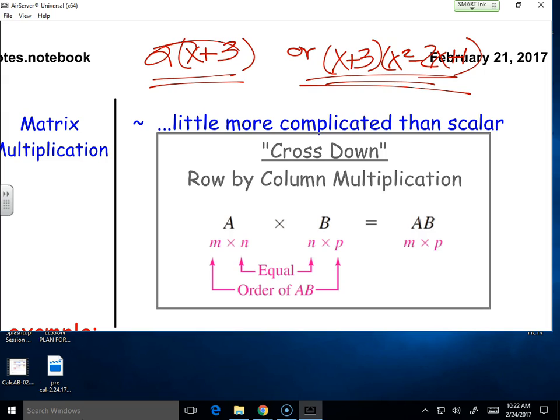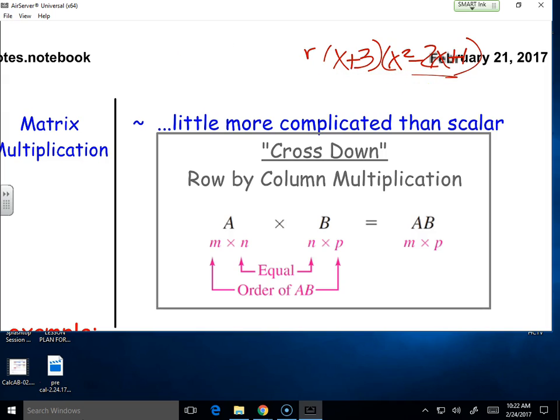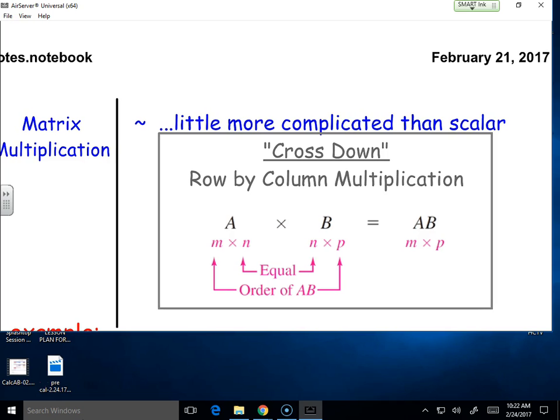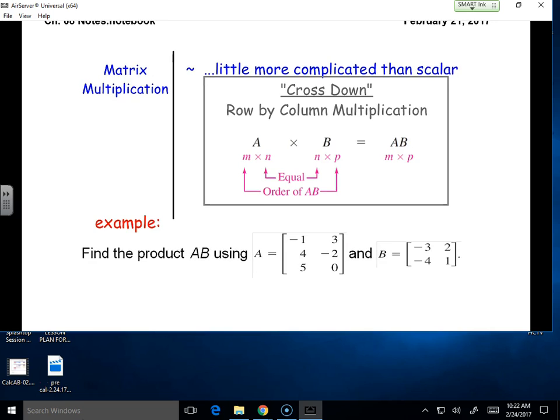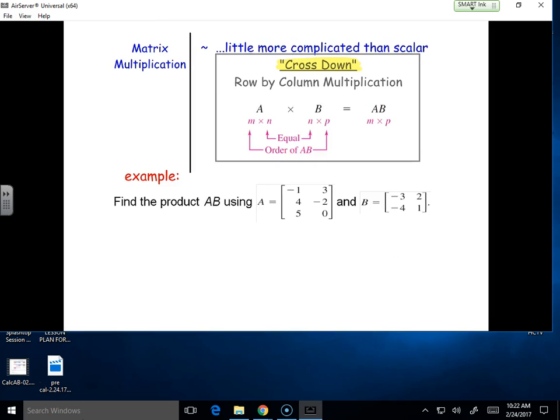Now, matrices are even a little bit more different, but I couldn't say complex because that would be imaginary. Anyway, many English words have math meanings. Cross down is my silly way of remembering. Remember cross down, then you remember you're supposed to go across first, then down next. Ready? Row by column.